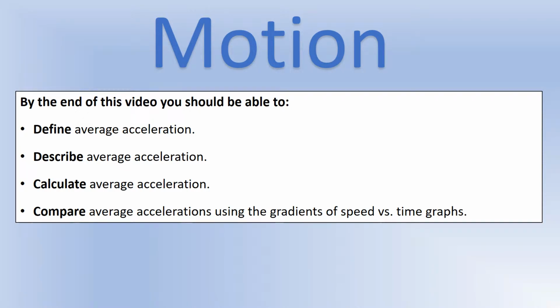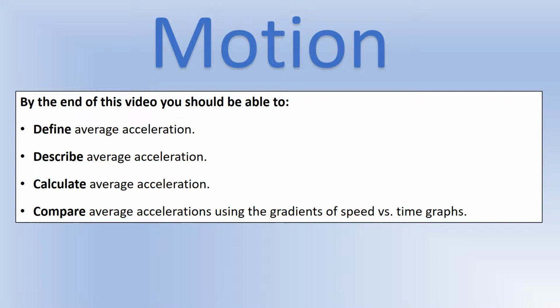Okay, so this video follows on from my previous video where I looked at average speed. In this one, we're going to look at something called average acceleration. I'm going to start off by defining what it is and describe the different kinds of acceleration that we can have. Then I'm going to look at how we calculate average acceleration, both from numbers and from a graph. And then I'm going to use a graph to compare different accelerations.